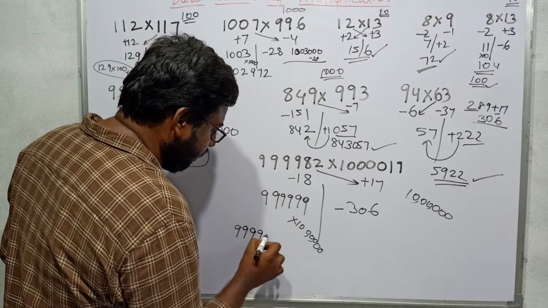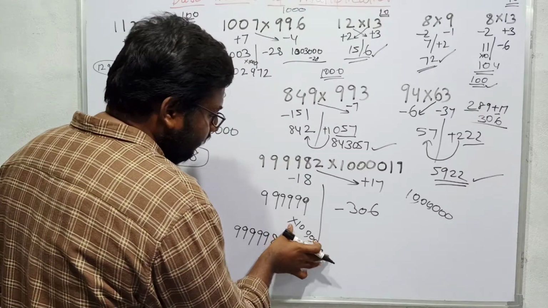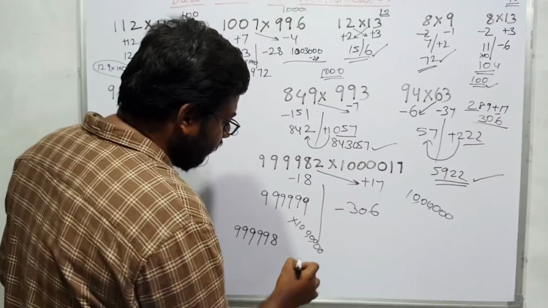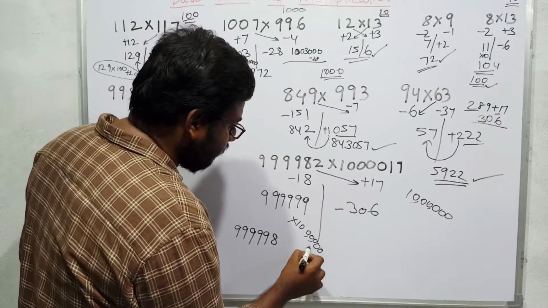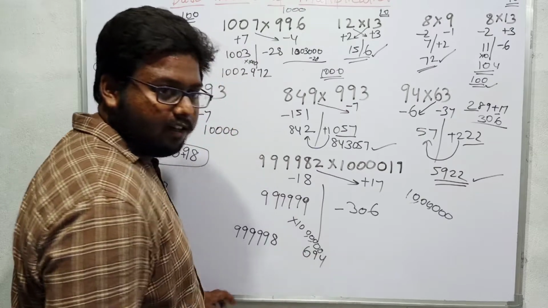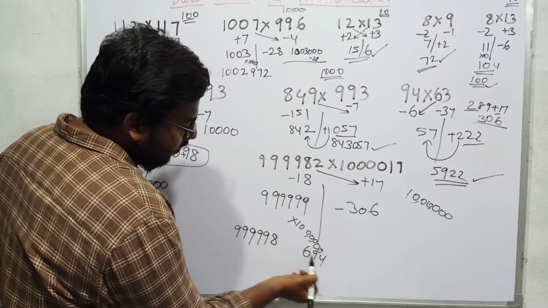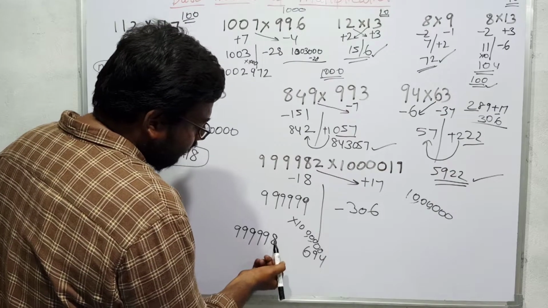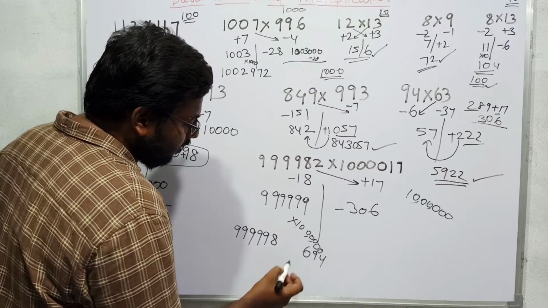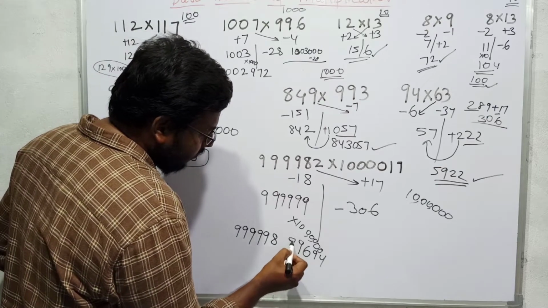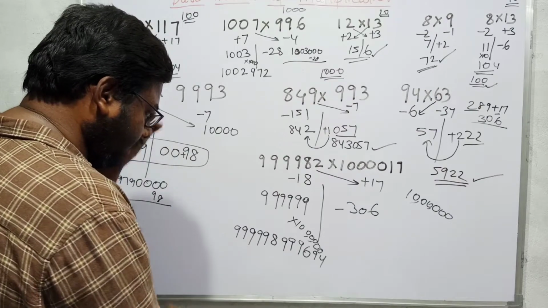9999, 5 nines, and here I will get 8. So from this 10 lakhs, if I subtract 306, what I will get? If I subtract 306 from 1000, I will get 694. So 694, I want to make this a 6-digit number, because after this number it should be 6 digits. Because there are 6 zeros in it, for that I will put 3 nines here, because it is not addition, it is subtraction, so we will get 3 nines here.